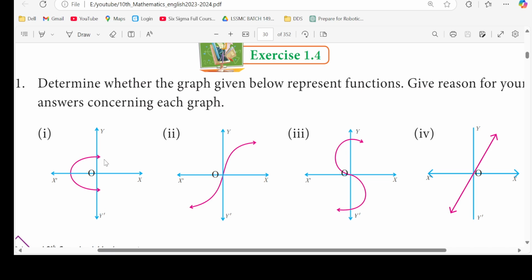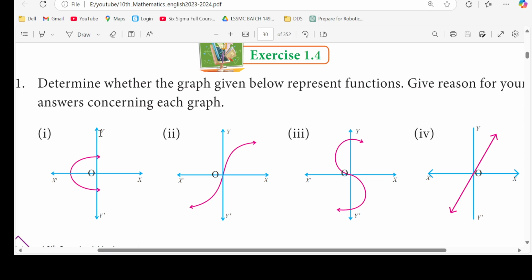So notice the concept. If this y-axis intersects the graph in 2 points, more than 1 point, that is not a function. If it is exactly only 1 point, then it is a function.